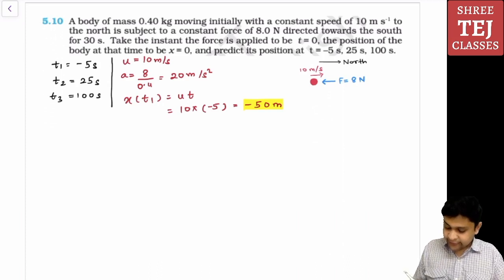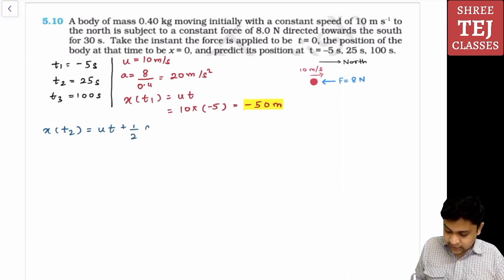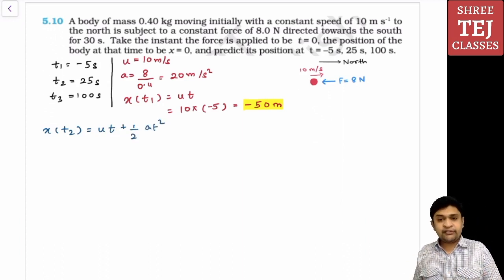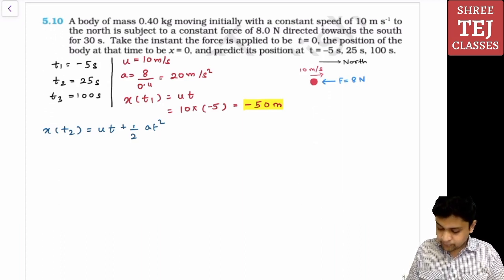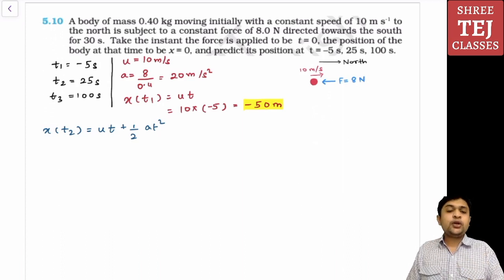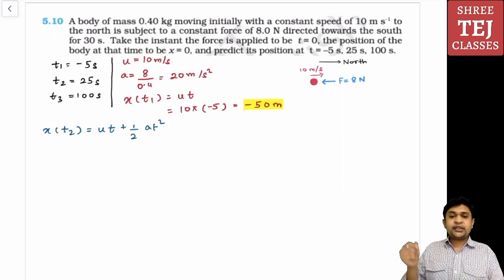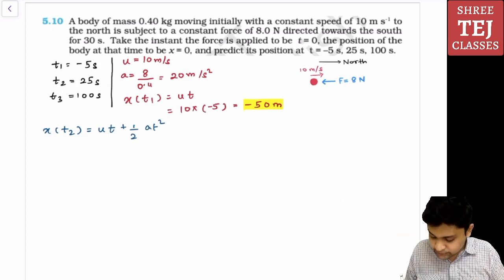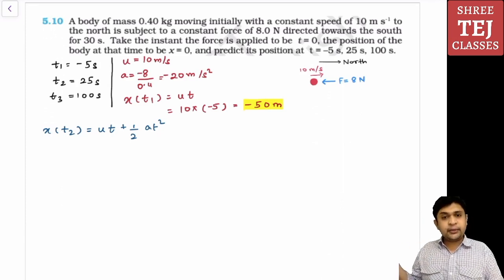Then for x at t2, the motion we have is u t plus half a t square, because from 0 to 25 seconds constantly force is being applied. Now this 20 meter per second square we calculated is the magnitude of the acceleration, and that acceleration is opposite to the initial direction that we have taken as positive. So in actuality this acceleration has to be minus 20 meter per second square.